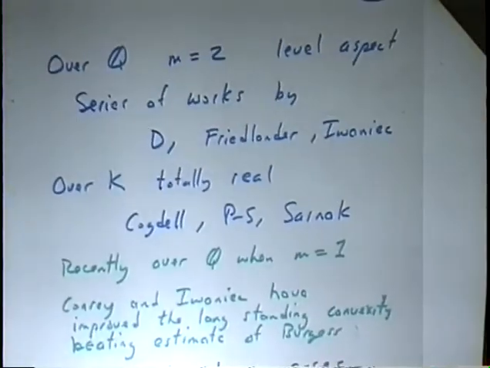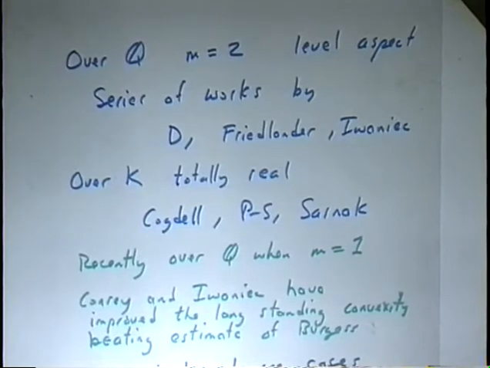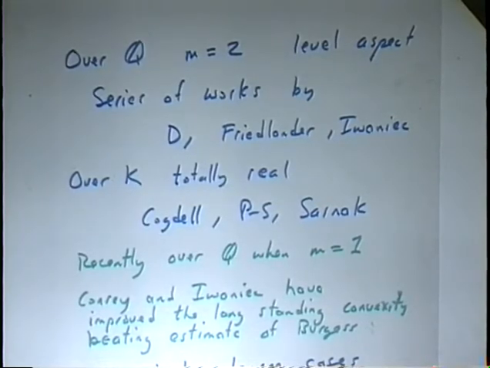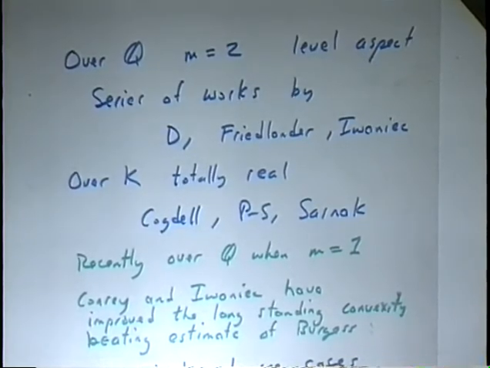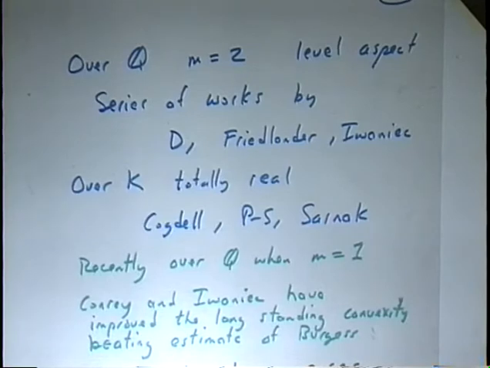Well, over Q, the convexity problem has received a lot of work. In the level aspect, there's a series of works by myself, Friedlander, and Iwaniec, which give various convexity breaking estimates, not just for twists, but in terms of the level itself. For K totally real, as I mentioned, Cogdell, Piatetski-Shapiro, and Sarnak have generalized this type of result and were able to get it uniformly over number fields.